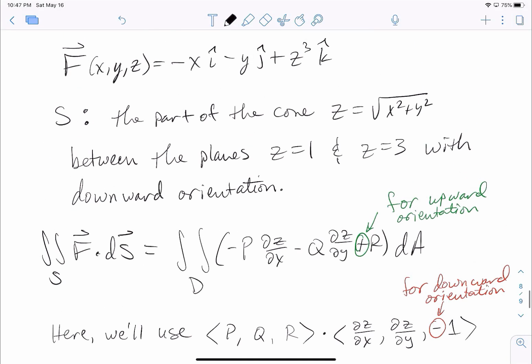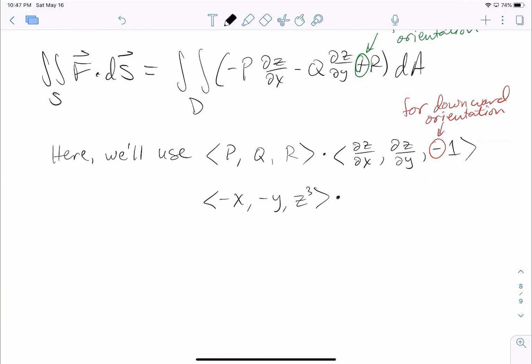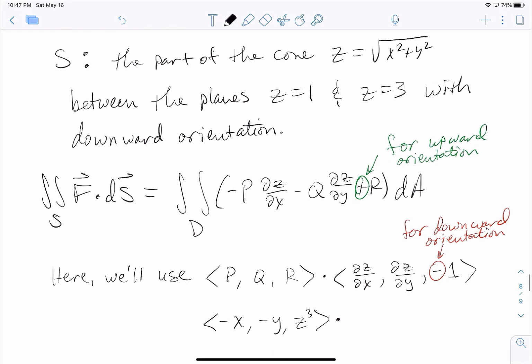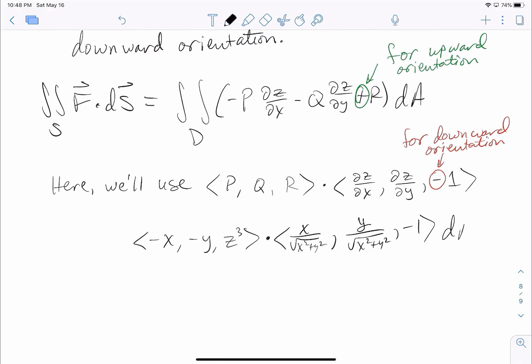Now let's go back. F is equal to negative x, negative y, z cubed. And for the surface, the cone here, z is the square root of x squared plus y squared. So the partial of z with respect to x is going to be x over the square root of x squared plus y squared. The partial of z with respect to y is y over the square root of x squared plus y squared. And then we're going to use that negative 1. Let me resituate this. There. Now I have room to write dA, and this is the surface integral over D.